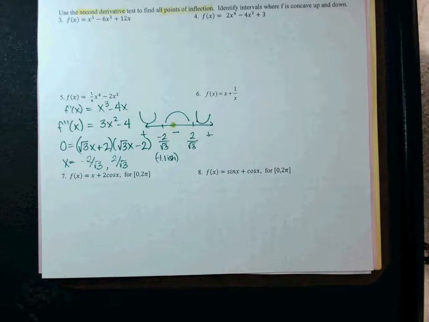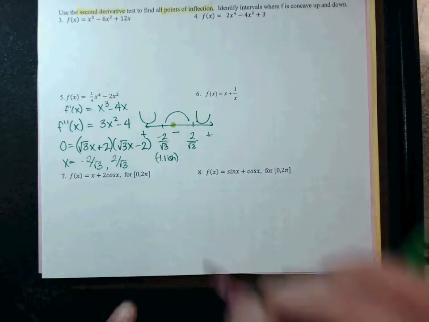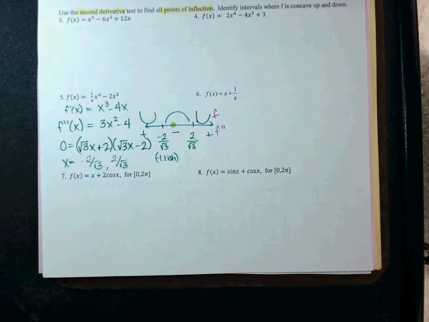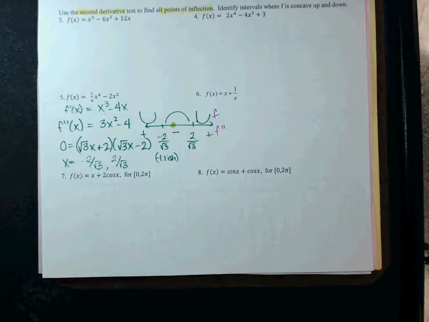I do need to label it. How should I label it? Okay, f double prime on the bottom, f on top. Because remember, the characteristics of the second derivative tell us stuff about f.